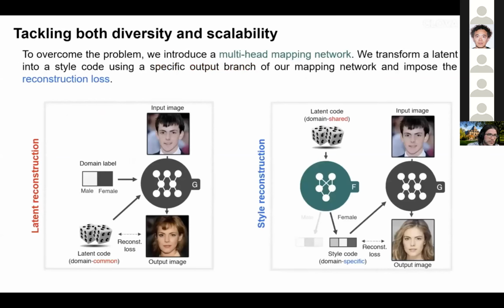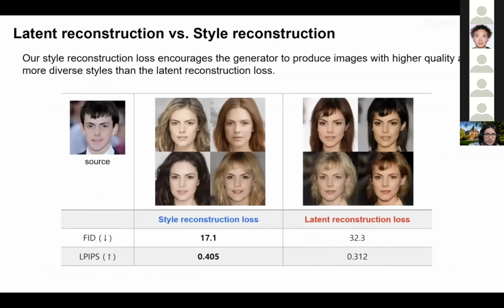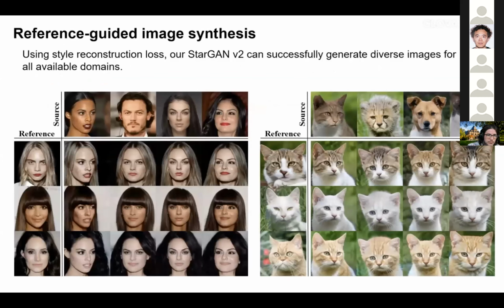To overcome the problem, we introduce a multi-head mapping network. We transform a latent code into a style code using a specific output branch of our mapping network and impose the style reconstruction loss. Unlike the latent reconstruction loss, our style reconstruction loss models domain-specific styles. Our style reconstruction loss enables the generator to produce images with more diverse styles than latent reconstruction loss. Using style reconstruction loss, our StarGAN v2 can successfully generate diverse images for all available domains.